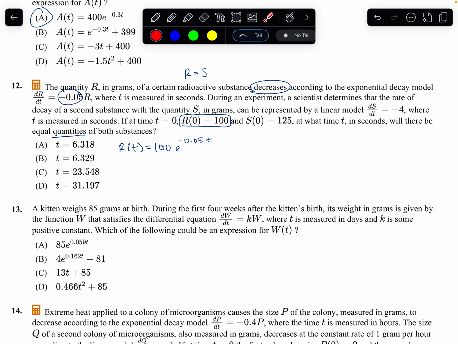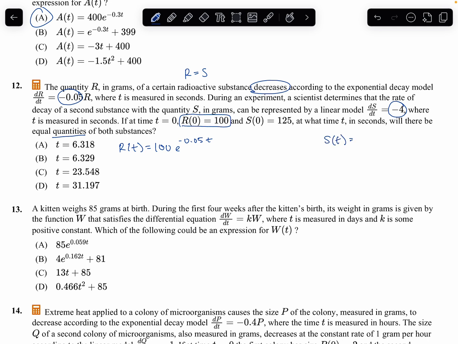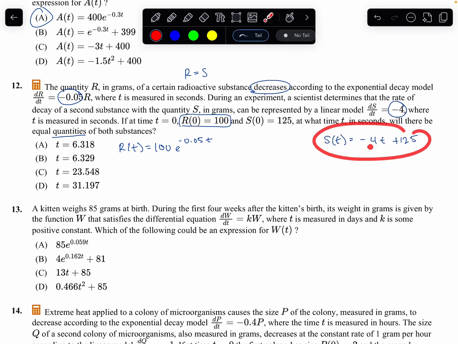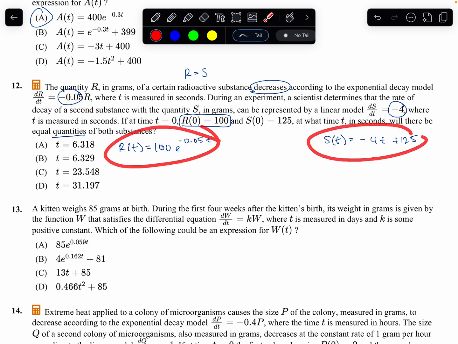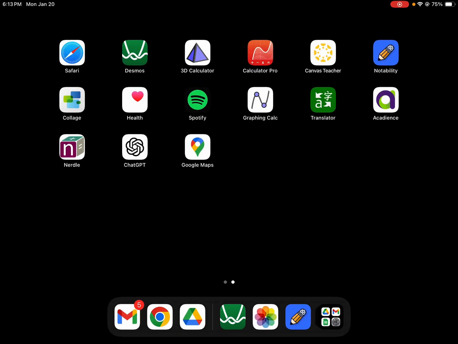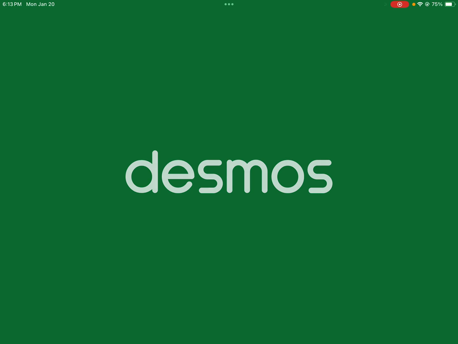Now, how can I define S of t? Well, S of t is a linear model, and the derivative of S of t is given there. So S of t is going to be equal to negative 4t, and then the initial condition is 125, so plus 125. So we have the linear model with the derivative of negative 4. We have the exponential model with the initial condition of 100 and a constant of negative 0.05. And we want to see when these are equal to each other. So if you guys don't mind, I'm going to use Desmos. Just so much easier to use.